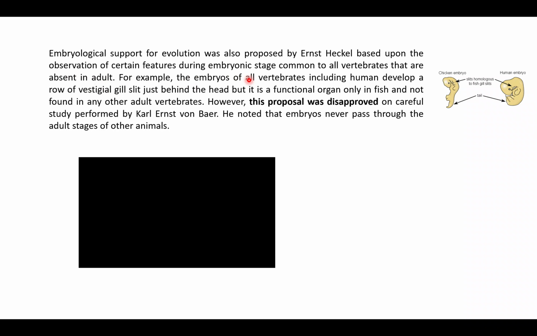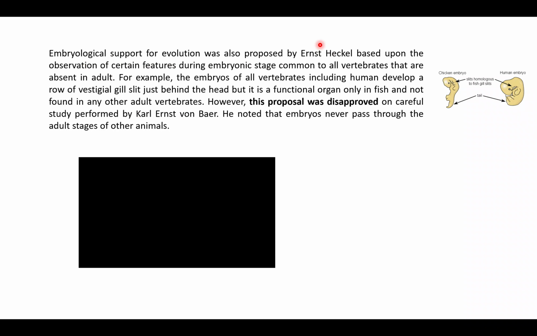For example, the embryo of all vertebrates, including human, develops a row of vestigial gill slits just behind the head, but it is a functional organ only in the fish and not found in any other adult vertebrate. If you see on the right side, there are gills in the embryo, which is characteristic for the vertebrates. But these gills are only active in the fish, not in the human. We don't have gills.